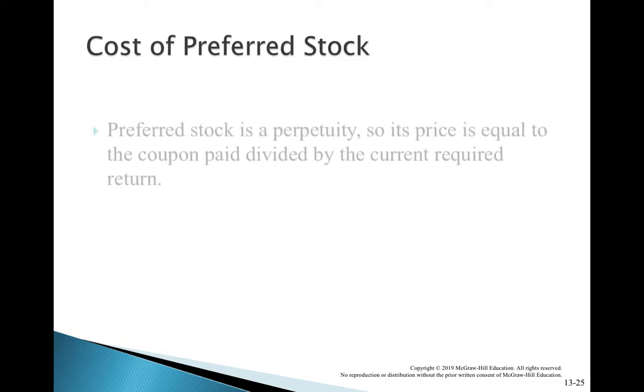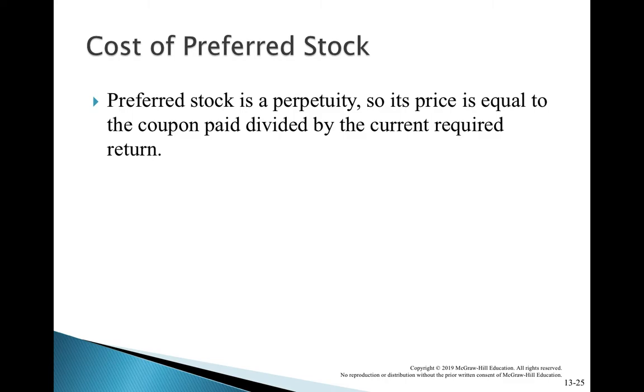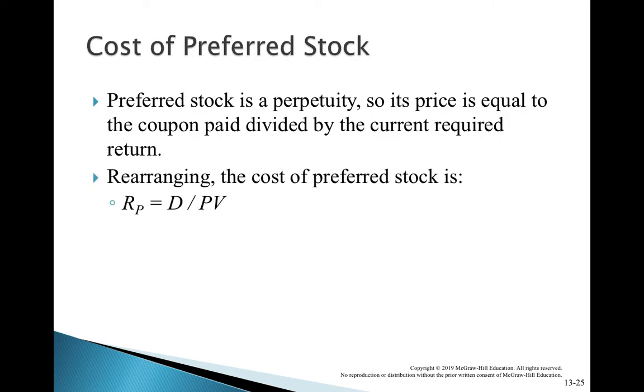Hope it is clear. Now we will go to the third type of security or financing instrument of a company, which is preferred stock. Preferred stock also gets a fixed amount of dividend. Therefore, it is very straightforward to calculate the cost of preferred. How do we calculate it? Very simple. Dividend divided by the price of the preferred is equal to the cost of preferred.